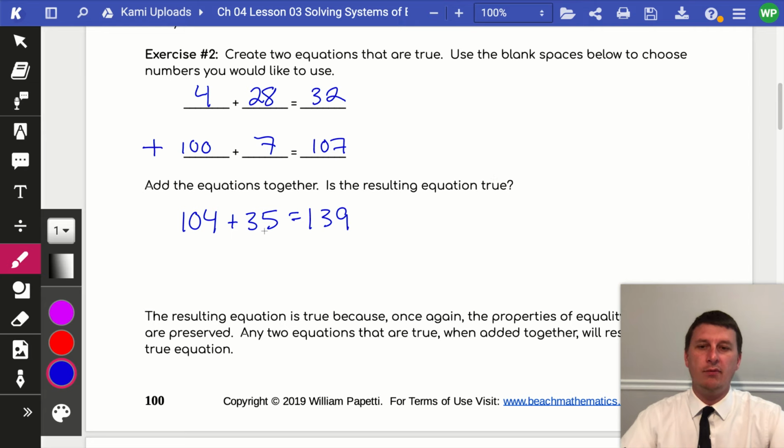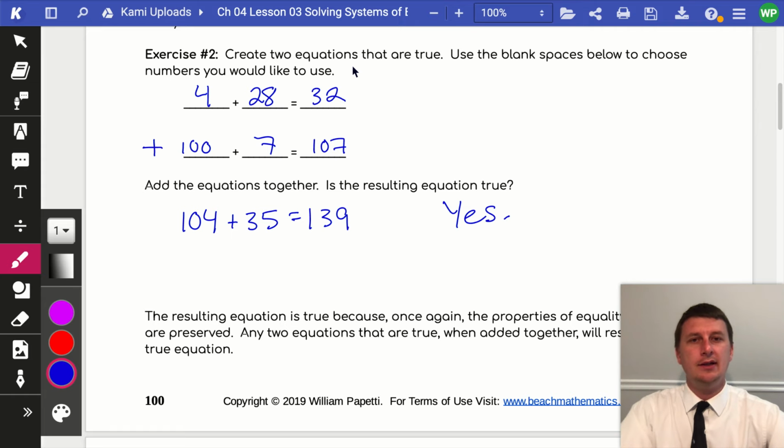Is 104 plus 35 equal to 139? And the answer is yes. And now I want you to pause this video, or at the end of this video, just before you go on to the next one, to really pick an equation on your own, two equations, and add those two equations together and see if the resulting equations equal.